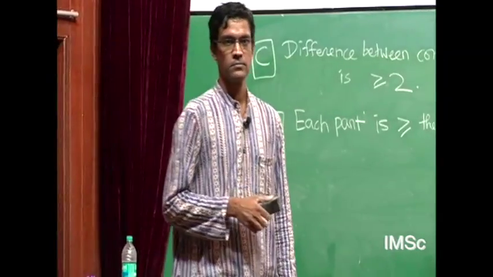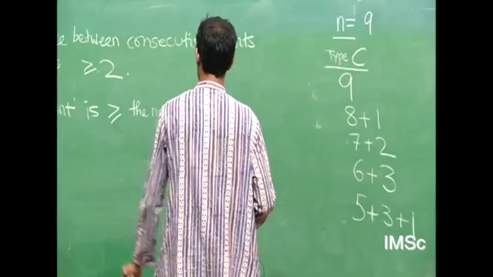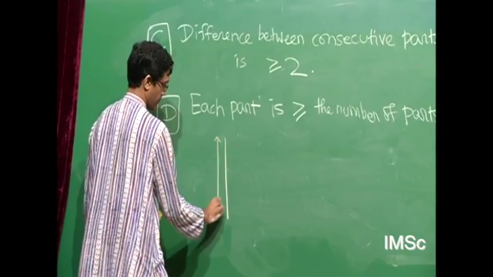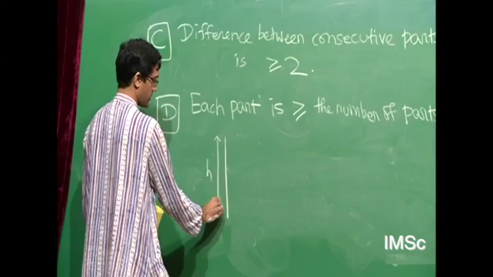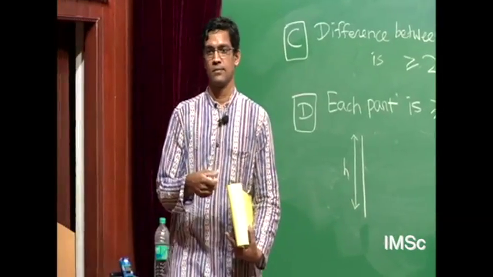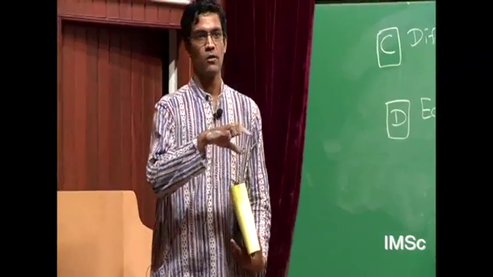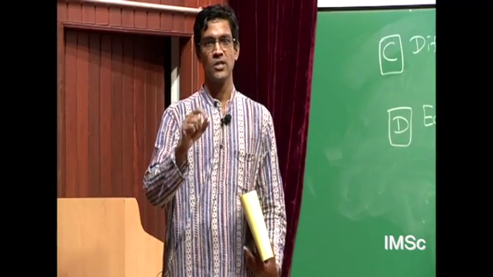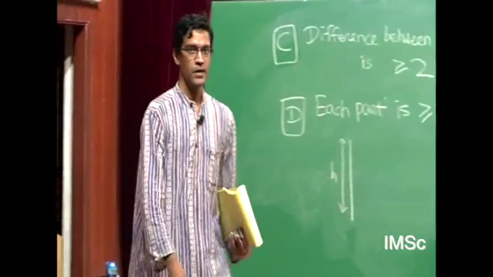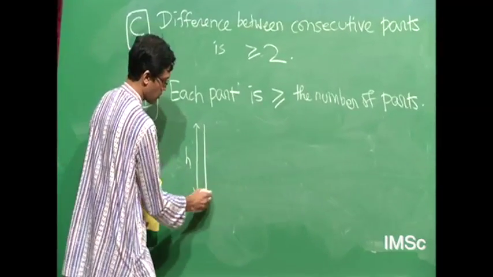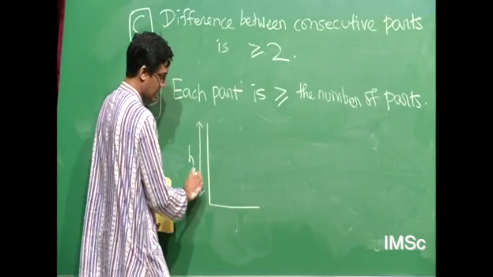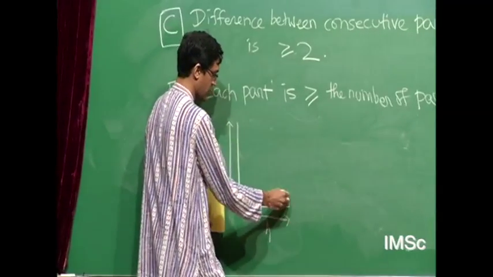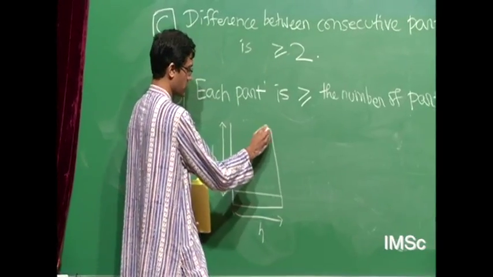Okay, let's do type D. So what does type D mean? Each part is greater than or equal to the number of parts. So what is the number of parts in the diagram? The number of parts is exactly the height of the diagram. So what we are saying is every part is at least equal to h. In particular the smallest part, the very last row, is at least h. It could be bigger than h also, and so of course everything above it is also at least h.